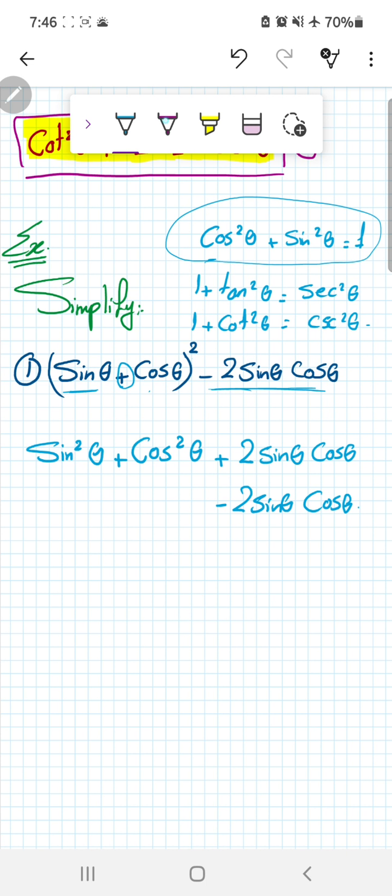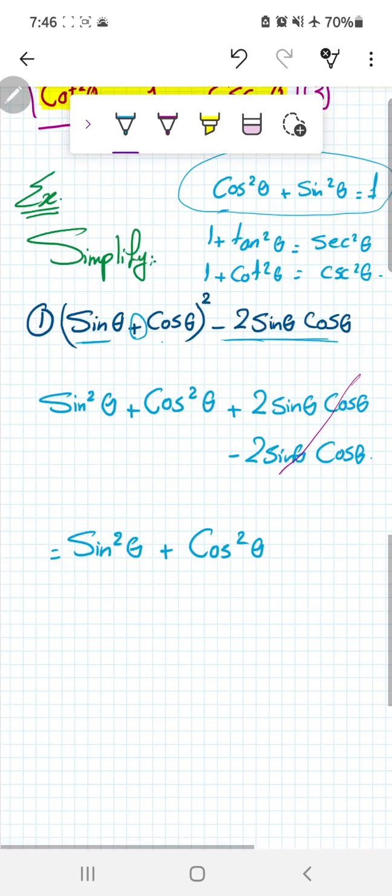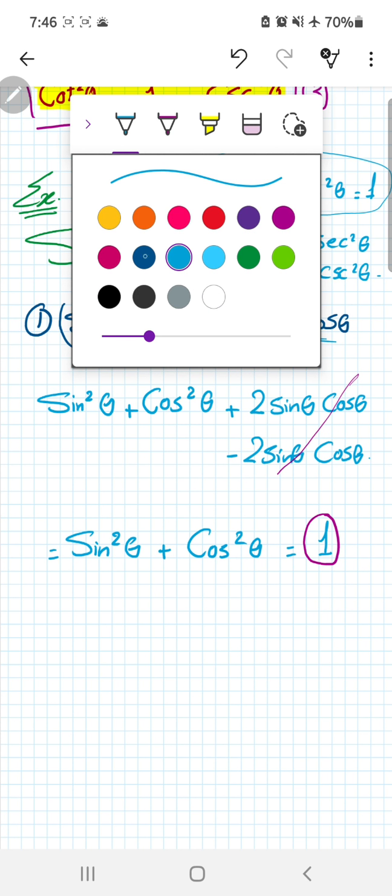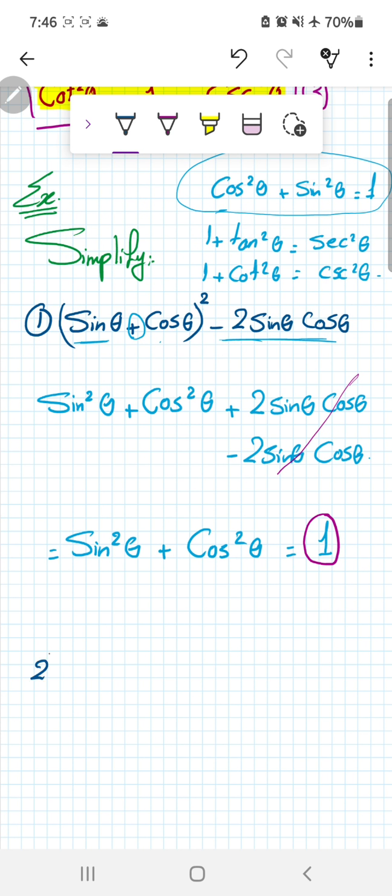What did you notice here? We have positive 2 sine theta cosine theta and negative 2 sine theta cosine theta. They cancel, it will be 0. So the result will be sine squared theta plus cosine squared theta. What did you notice? Here is the first identity, which is 1 equals 1. So the result here will be 1.